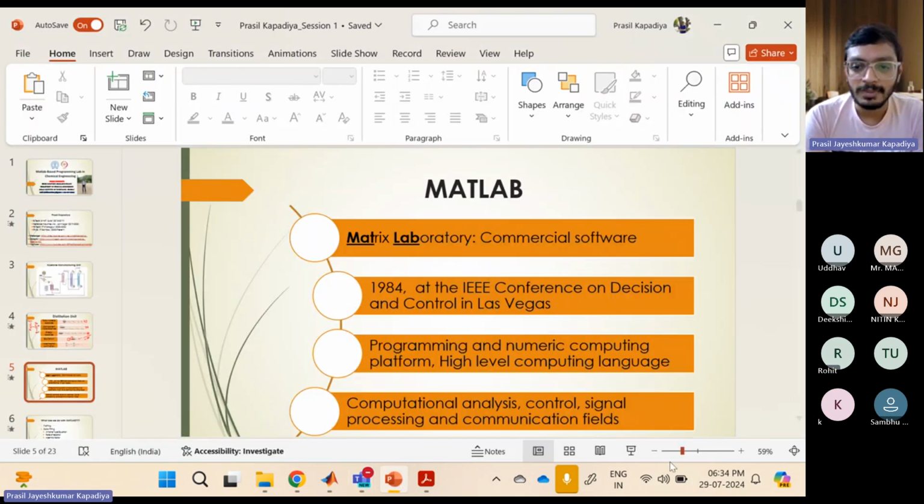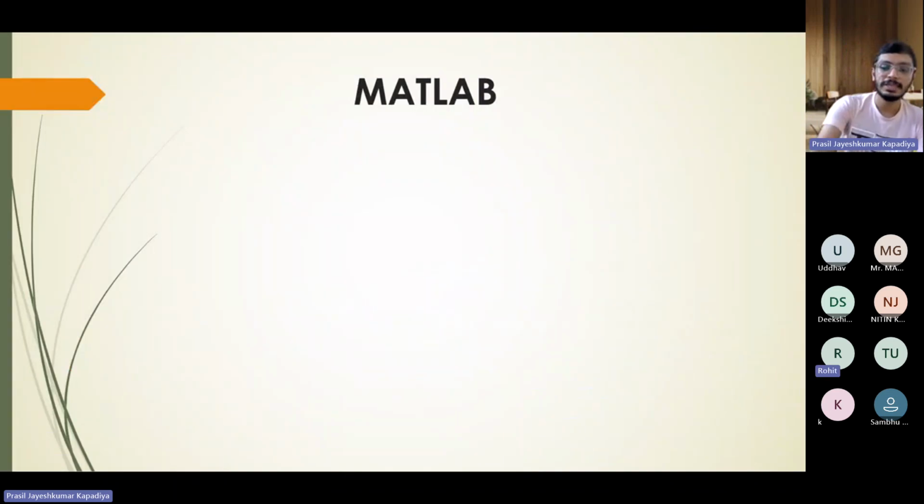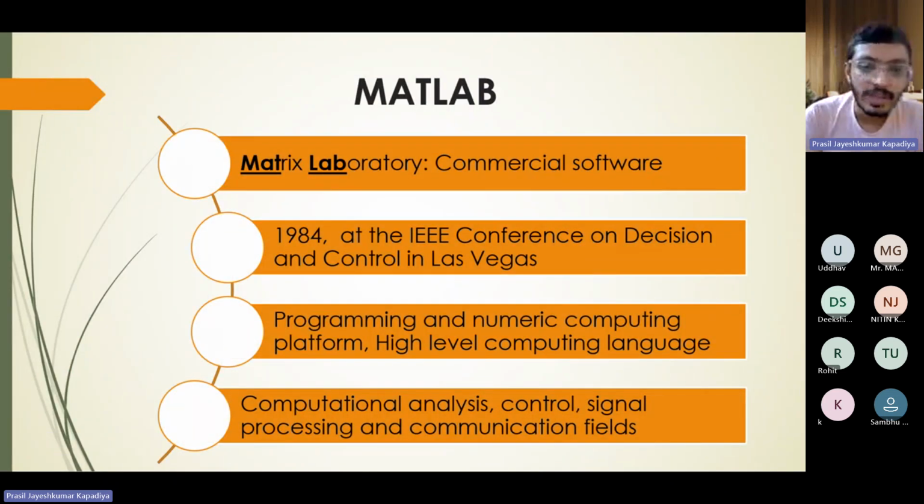Okay. So MATLAB is a commercial software and its full form is Matrix Laboratory. MATLAB was developed and presented in 1984 at the IEEE Conference on Decision and Control in Las Vegas. It is a programming and numeric computing platform. What do programming and numeric computing mean? The name itself says what a programming platform and a numeric computing platform are.